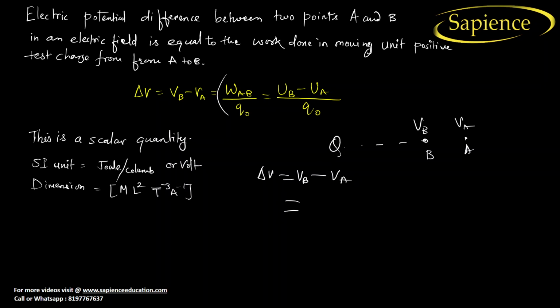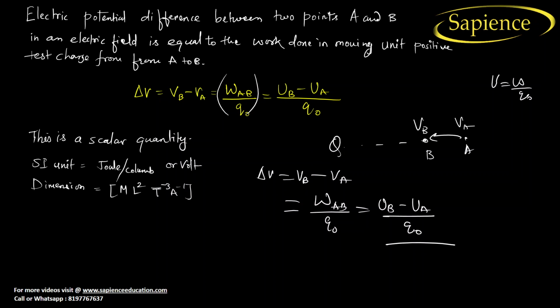Now we have already done work done. Work done in potential is what? Work done by unit charge. So work done in bringing a charge from A to B, that is work done from A to B divided by Q naught. So this will be potential energy at B minus potential energy at A divided by Q naught. So I hope you have understood this, right?